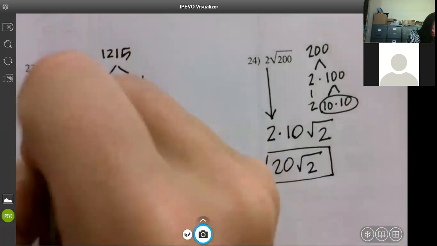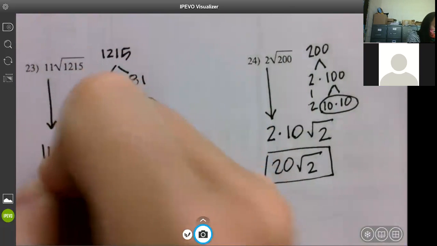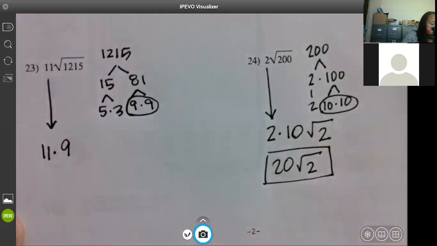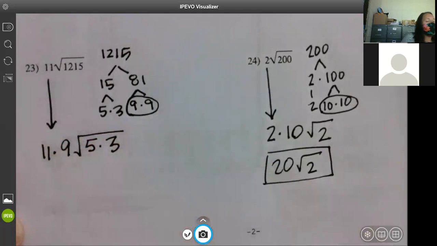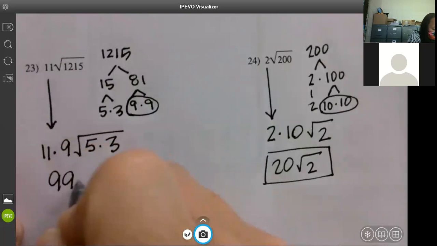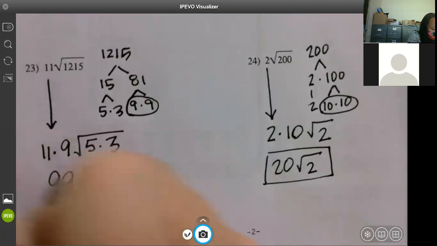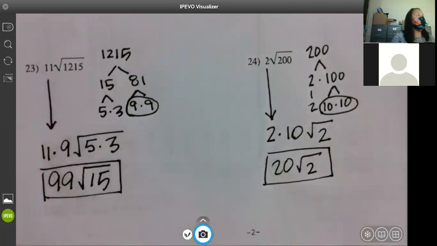Remember to pull out your 11 or drop it down. We circled a 9. We left a 5 and a 3. What's 11 times 9? 5 times 3? Perfect. Y'all, that's it. It's no harder than that. So find good factors for yourself, okay? Find good factors that work for yourself.